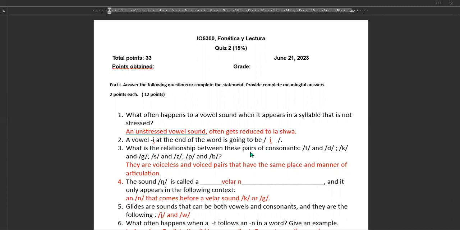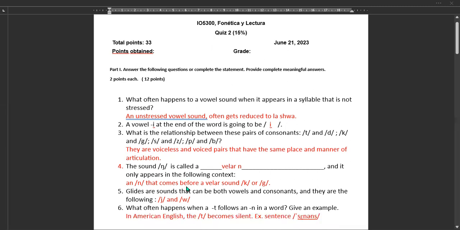Number three, okay, that one should have been very easy. I have not been able to check enough quizzes to see, but these are voiced and voiceless pairs. They have the same place and manner of articulation. The difference is that one is voiceless and the other one voiced. In this case, I wrote the voiceless one first, but I think more often than not, the order is the voiced and then the voiceless. So D, T, G, K, et cetera. But okay, that's the answer.